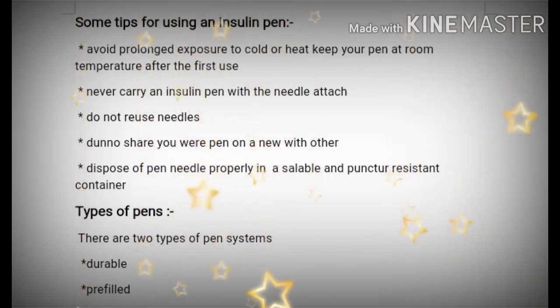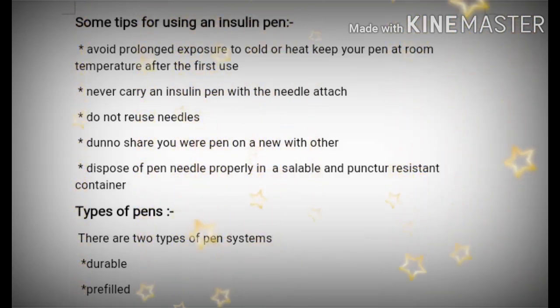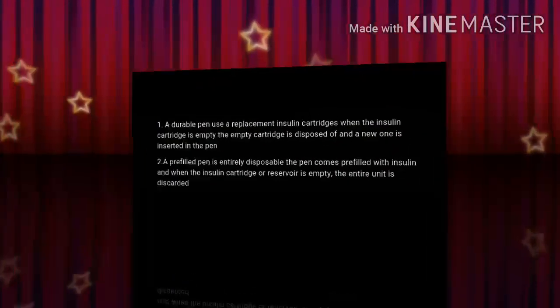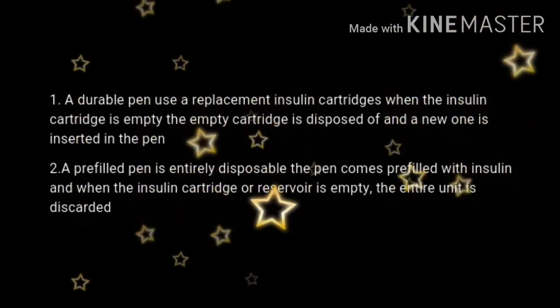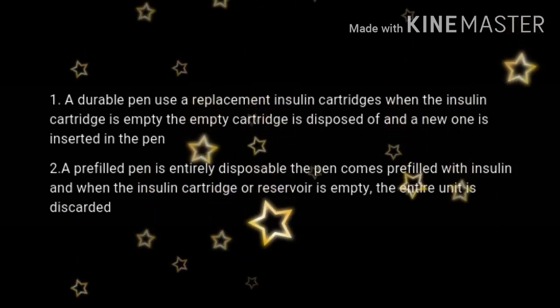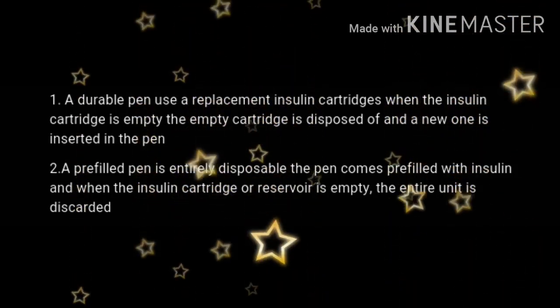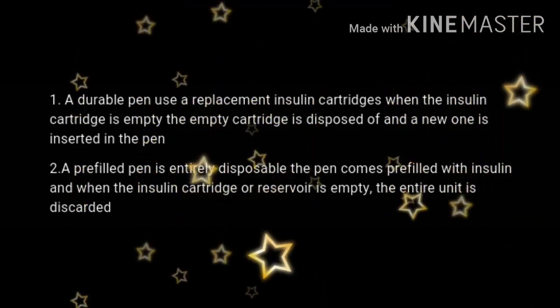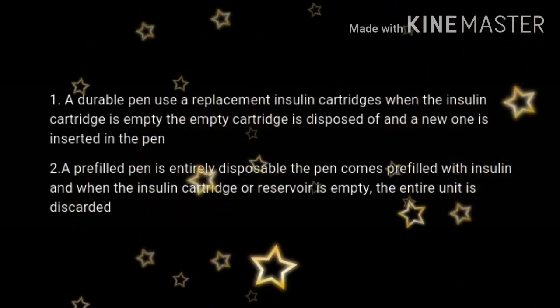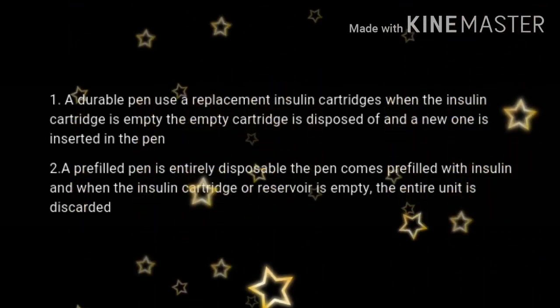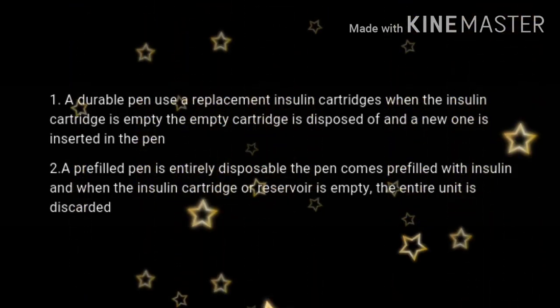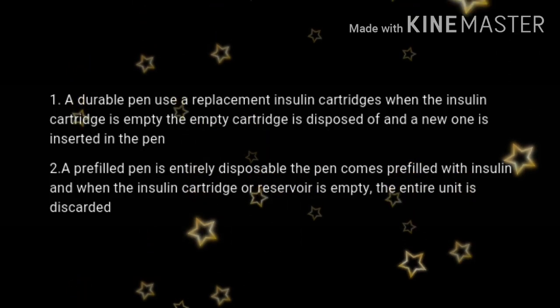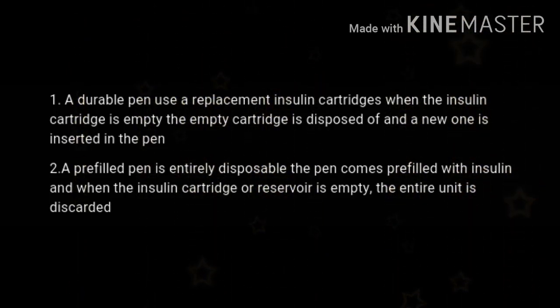Then types of pen. There are two types of pen systems. First is durable and second is prefilled. What is durable? A durable pen uses a replaceable insulin cartridge. When the insulin cartridge is empty, the empty cartridge is disposed of and a new one is inserted in the pen. Then second, prefilled. A prefilled pen is entirely disposable. The pen comes prefilled with insulin, and when the insulin cartridge or reservoir is empty, the entire unit is discarded.